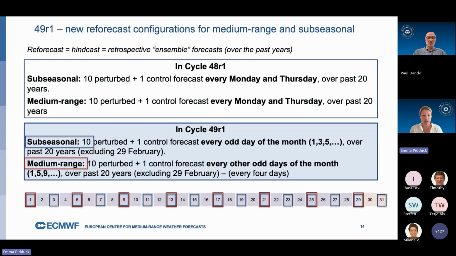For the medium range, again, it's the same configuration, 10 perturbed and 1 control forecast, but this is every other odd day of the month. So 1, 5, 9, 13, it's every 4 days. Again, excluding the 29th of February. So this is the red boxes in this diagram on this slide.